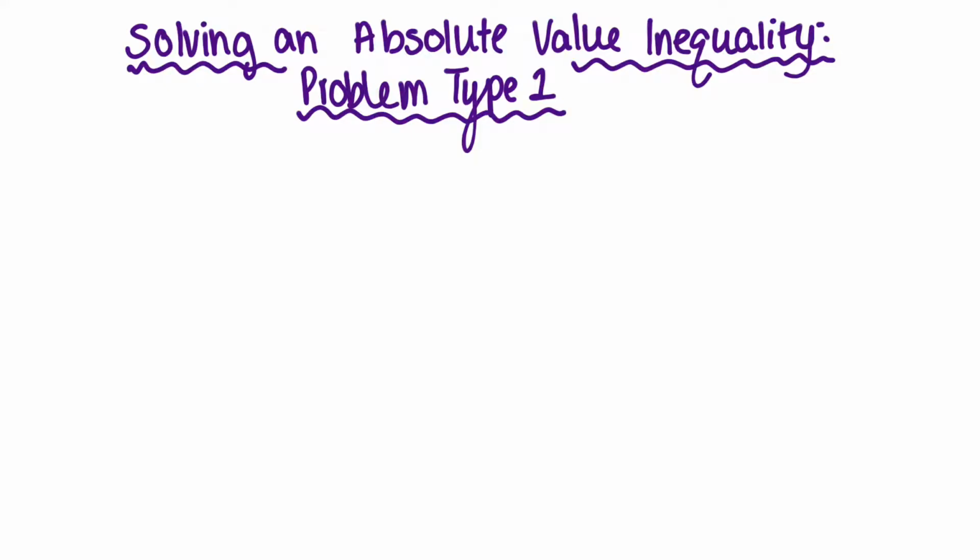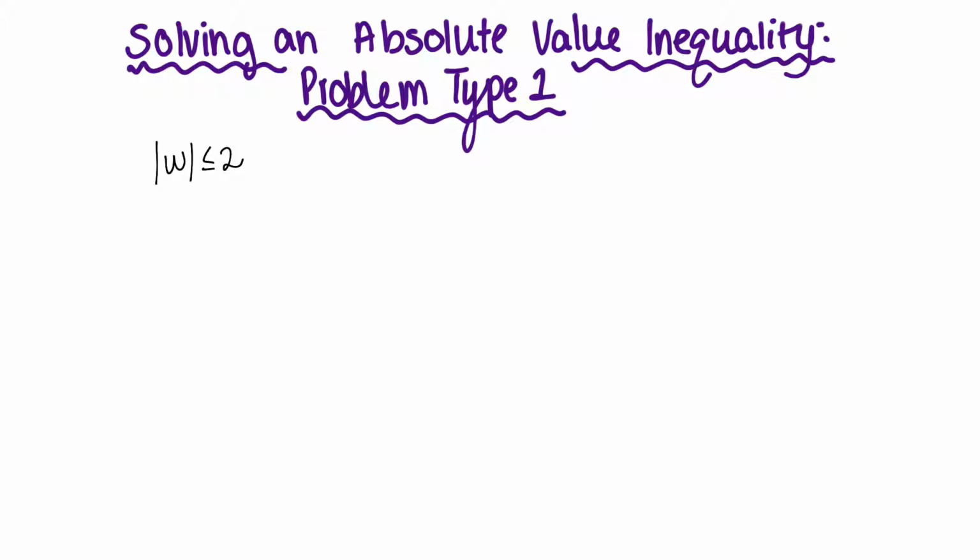Solving an absolute value inequality problem, type 1. So at this point, you should have already seen inequalities and absolute value equations, and now we're going to combine the two. So if you saw something like this, the absolute value of W is less than or equal to 2, let's think about what's happening here.